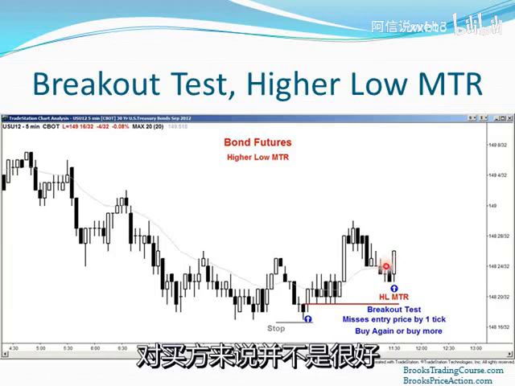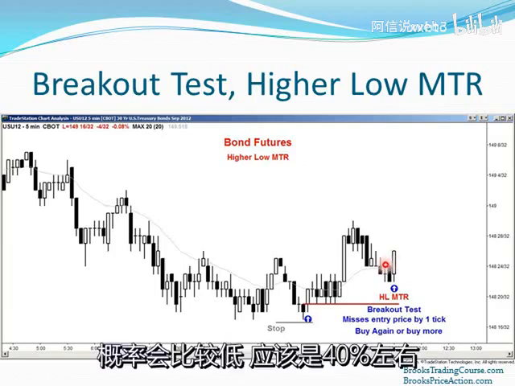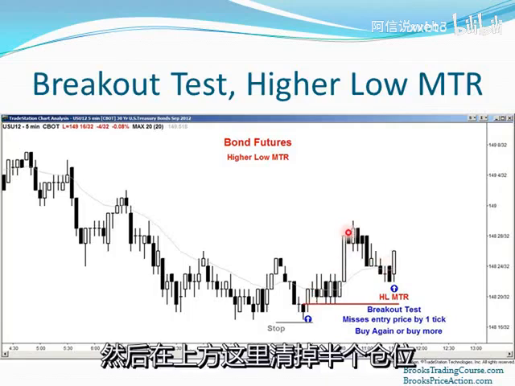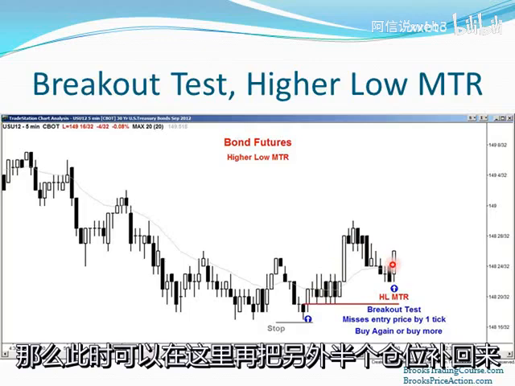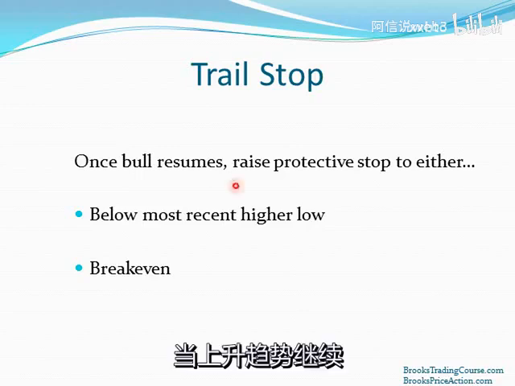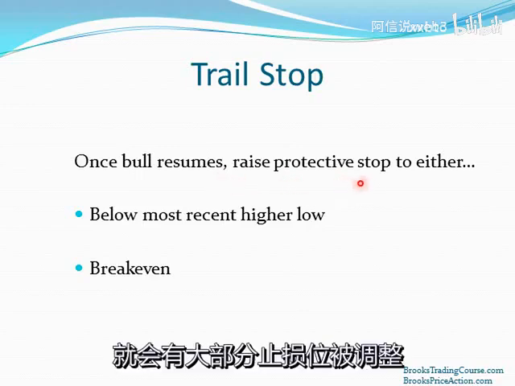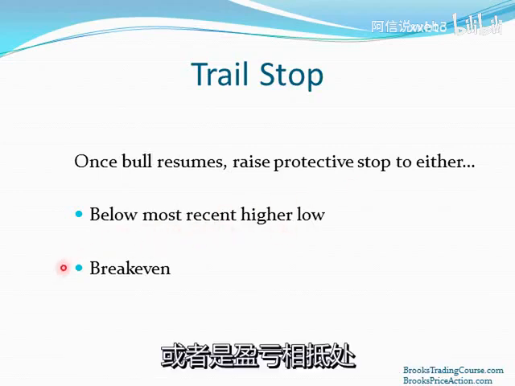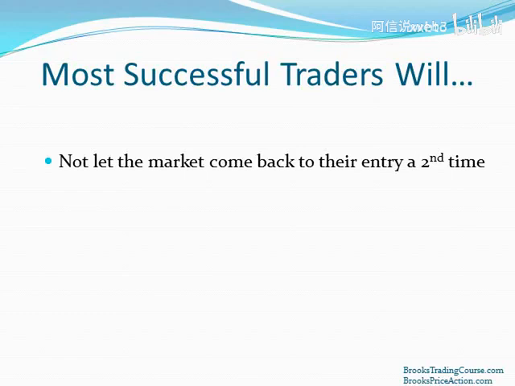Again, bear signal bar, not good for the bulls. That lowers the percentage, maybe to 40%. If traders bought here and exited, let's say, half here, they could put their second half back on again here. Once the bull resumes, you raise the protective stop to either below the most recent higher low or to break even.